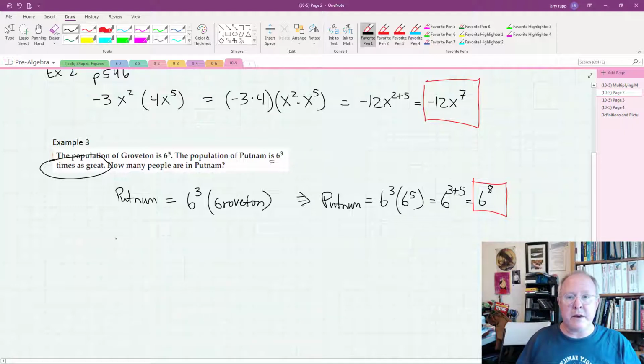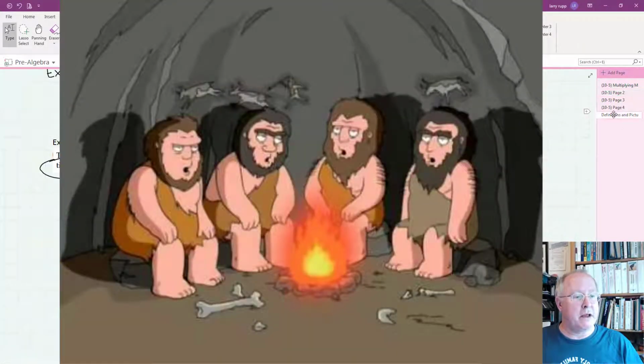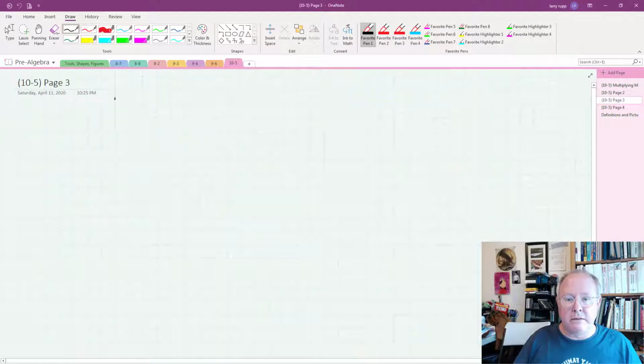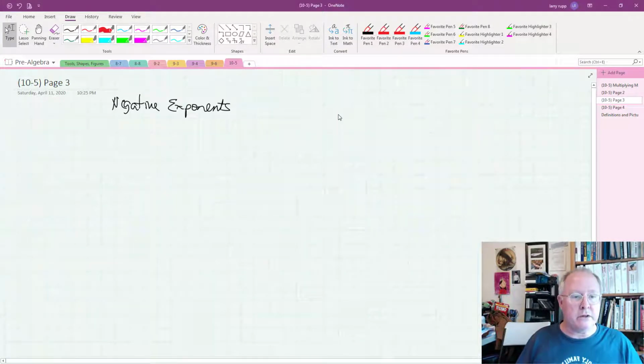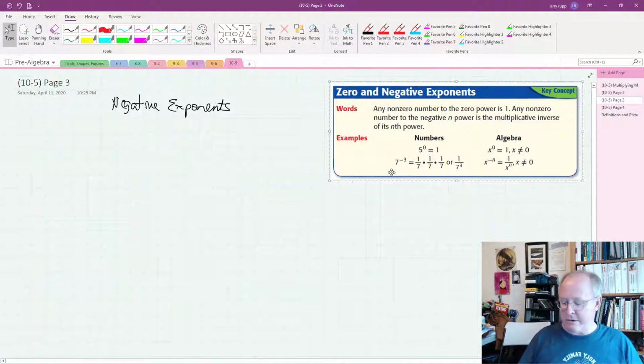Now, from way back when the dinosaurs ruled the earth, T-Rex was stomping around the swamps, chasing us poor humans, and we sat around the campfire and we discussed negative exponents. We are getting back into that now. How do we multiply using negative powers? Here is what we learned from way back in section 2-9, zero and negative exponents. I'm not going to write this out, you can copy it down.